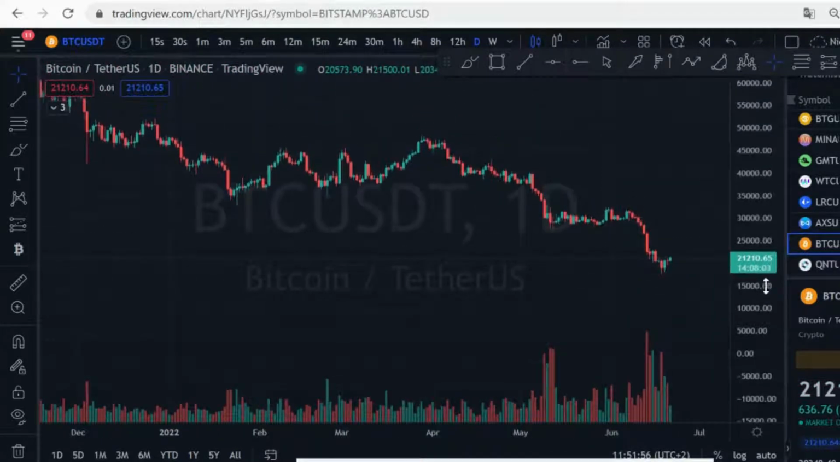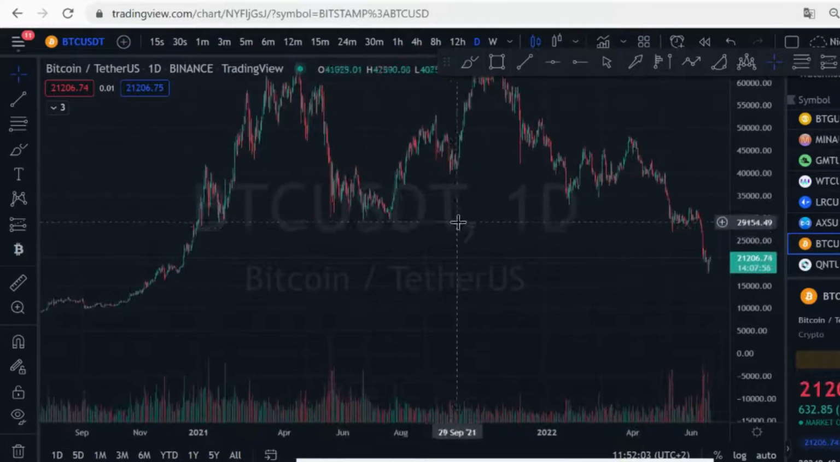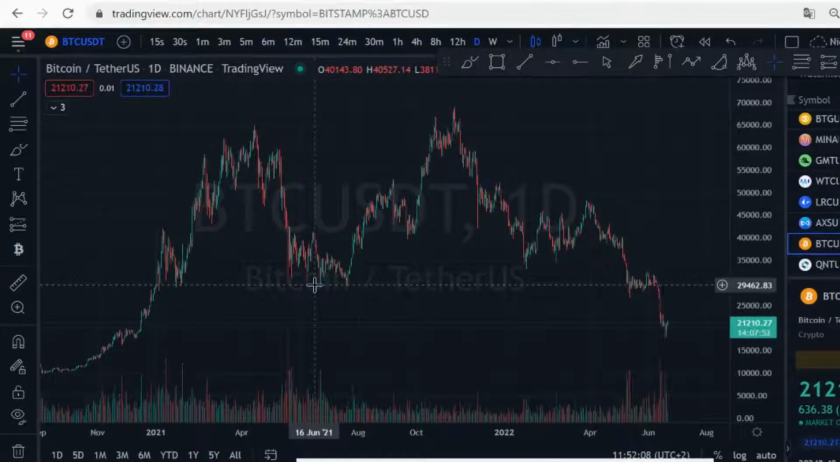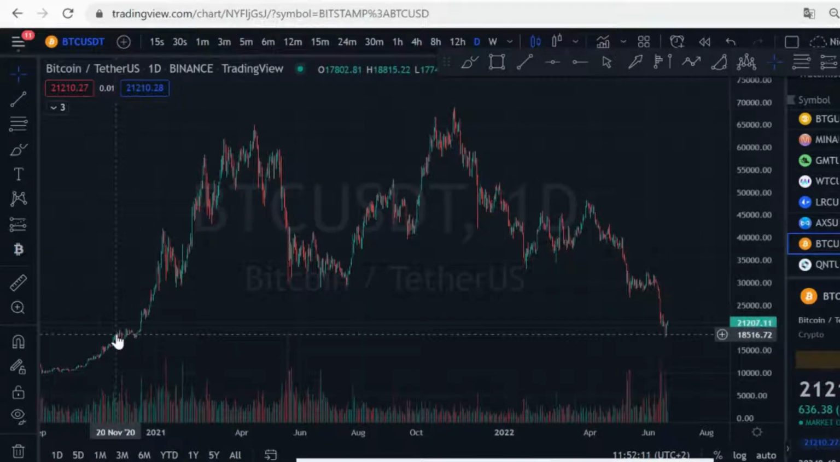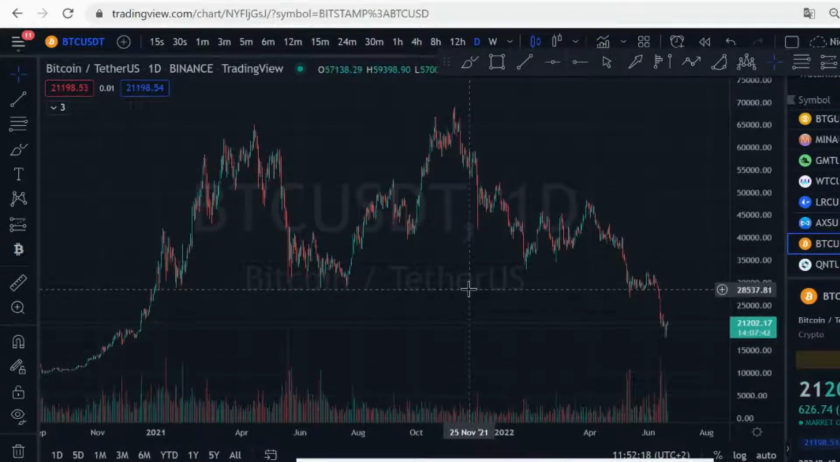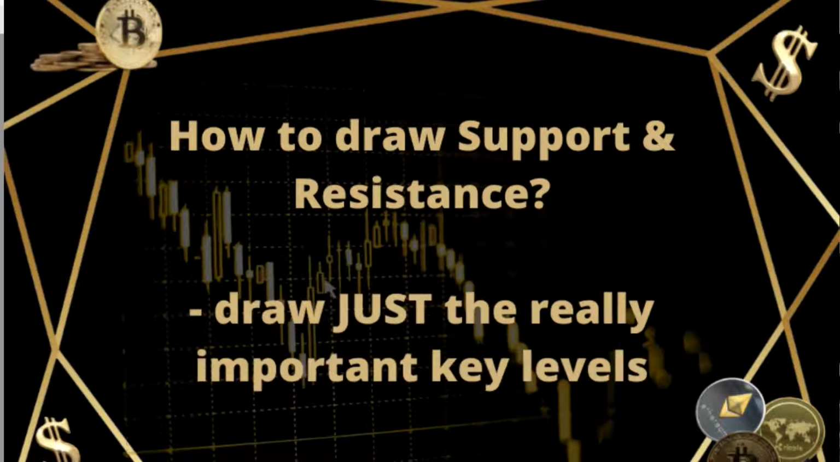That is what you should do at least. I prefer to see the bigger picture, to look at the last 1 or 2 years. So we can see nearly the last 2 years just on this one chart here. So that is the first thing. Look at the bigger picture and zoom out. The next thing is, draw just the really important key levels.